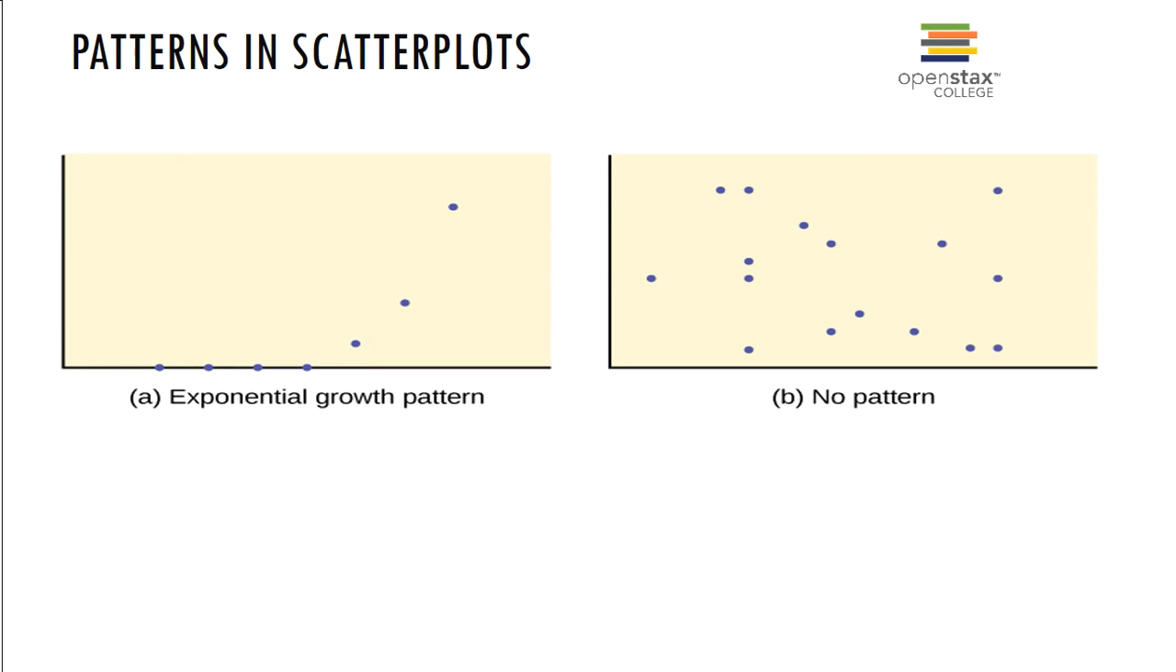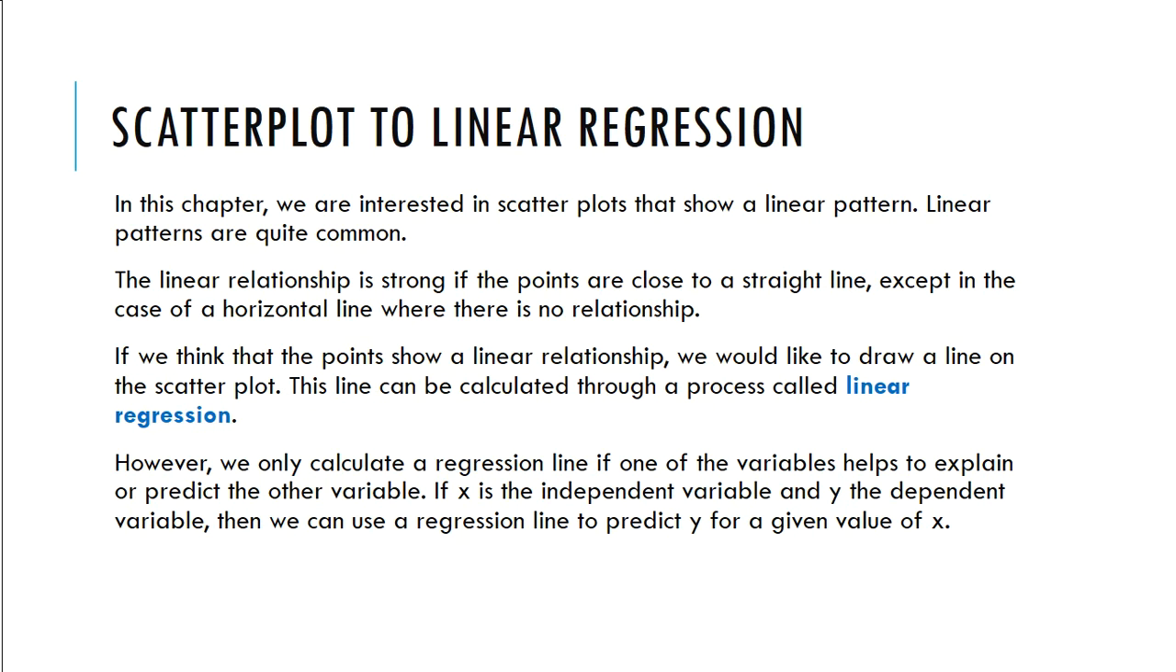A over here now is exponential growth. Remember, exponential is where it grows with the exponential function. And you see here, they're sitting on the x-axis, and then all of a sudden it shoots up. And B is no pattern, because you really can't make sense of what's going on. Is it going up? Is it going down? So that's where we say there's no pattern.